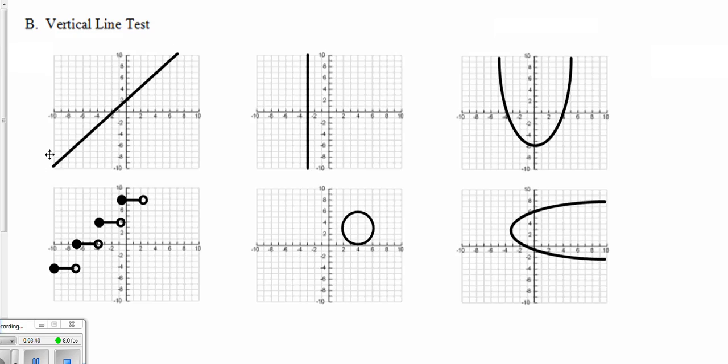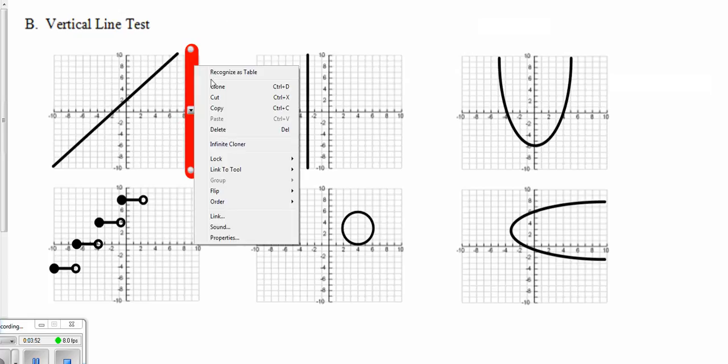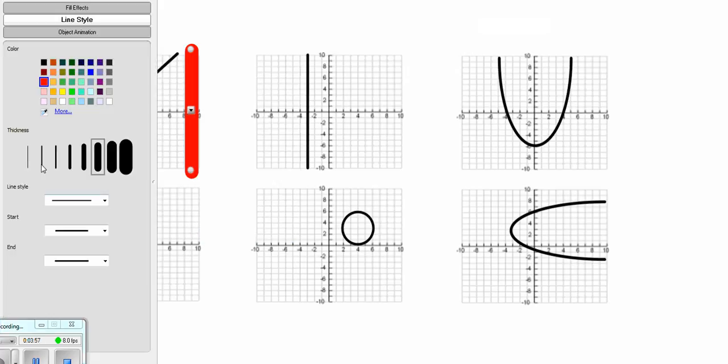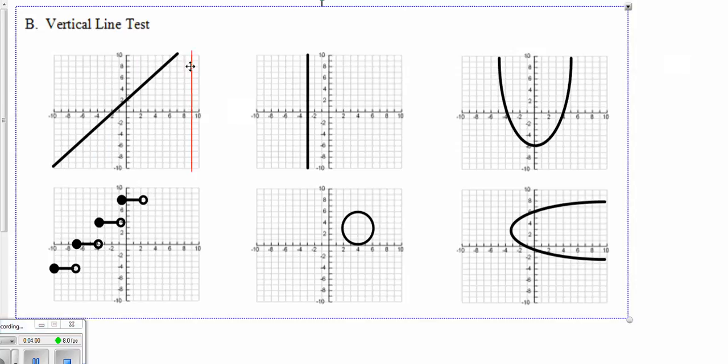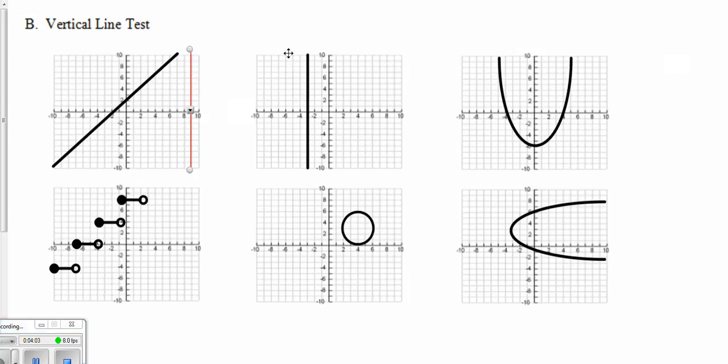The vertical line test is a way to see if a relation is considered a function. So literally, all you're doing is taking a vertical line. Oops, that one is a very thick vertical line. We can make it much thinner. There we go. You're going to take a vertical line and see if it crosses more than one place. So notice this vertical line that I have, it will not cross more than one spot on this line.